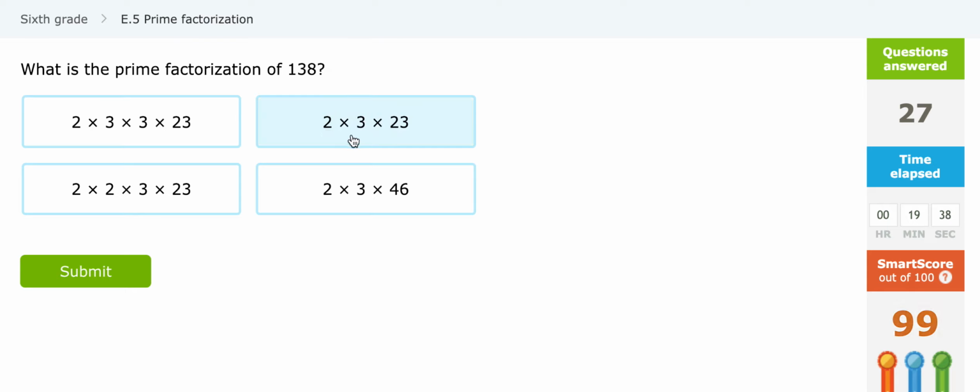So 2 times 3 times 23, right? It would have been 2 times this right here, 69, which gives us 138, and this is going to be our solution. All right? So this is how you do prime factorization.